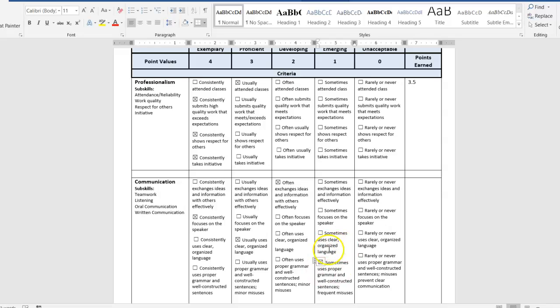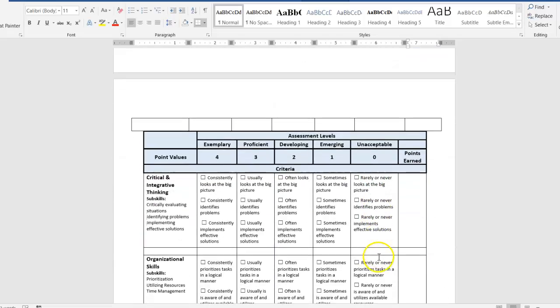Because I have something in this emerging category, that means that my skills in communication are not higher than emerging, because there's still something to work on. So when you look at this, because I have a 1 here, but I have a 2 and a 3 and a 4, I definitely am going to want to give myself that 1.5, the highest that I can give myself in that category. And you would continue to do the same in the other areas.